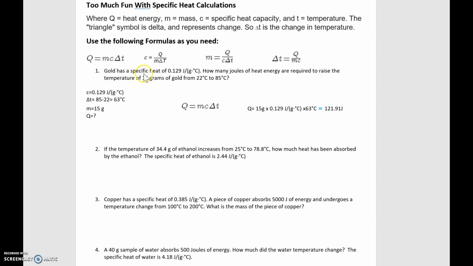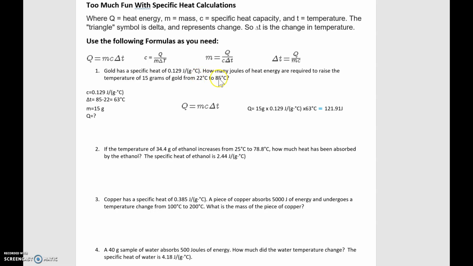Let's talk about that. Gold has a specific heat. Notice the specific heat symbol is C, and I give you all that. So C is 0.129 joules per gram degree C, and yes, all those units are going to be part of C. I went ahead and put that here. How many joules of heat energy are required to raise the temperature of 15 grams of gold from 22 degrees C to 85 degrees C? My mass is in grams, and that's 15 right here.